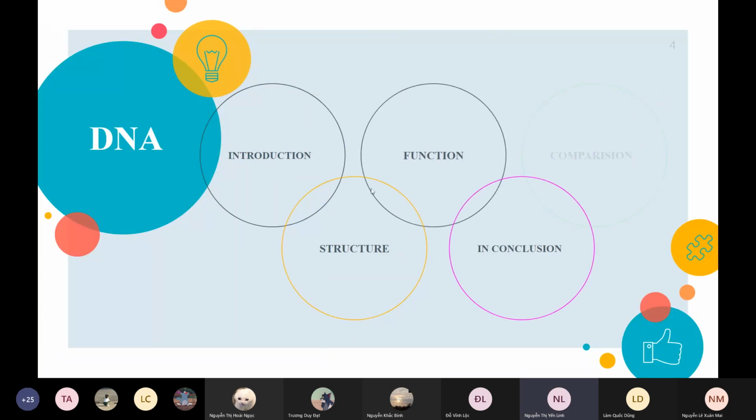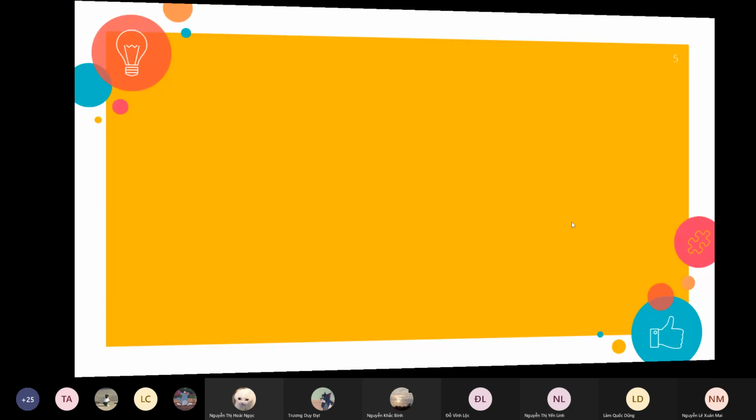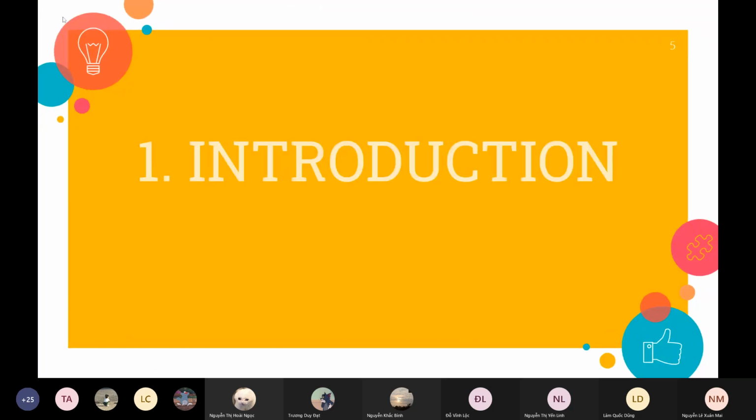In this topic, we have 5 parts. The first part is the introduction. The second is the structure. The third is the function. The next is the conclusion. And finally is the comparison between DNA and RNA. The first part, introduction. At this part, Miss Mai will present it to you. Let's listen to her.